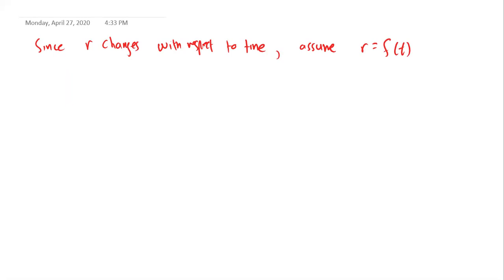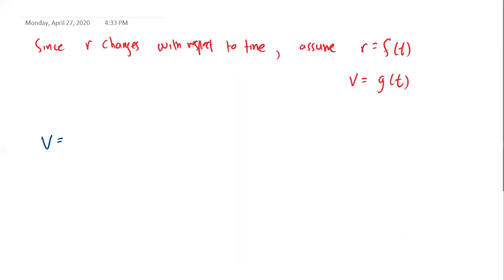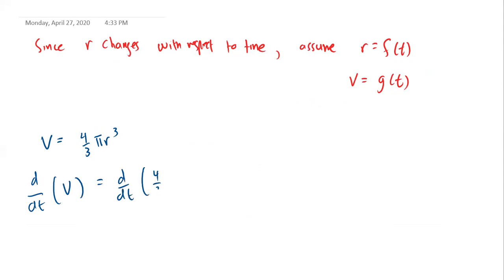Now, of course, the same is true for volume. Volume is also a function of time because it's changing with time. Now, once you have all this, you just basically take derivatives of your equation. So what was the equation? The equation was V equals 4/3 pi r cubed. Take the derivative of both sides with respect to t. So d/dt of V equals d/dt of 4/3 pi r cubed. Let's take the derivative of both sides.